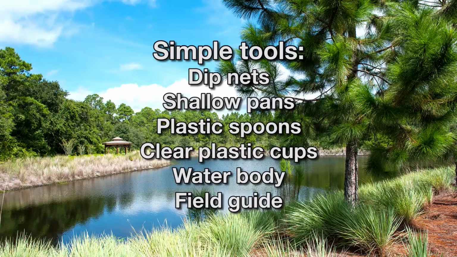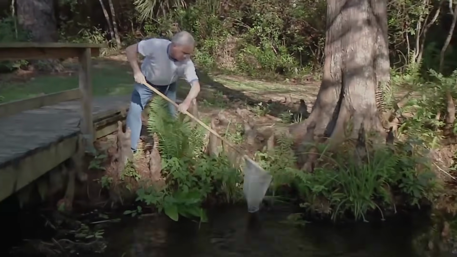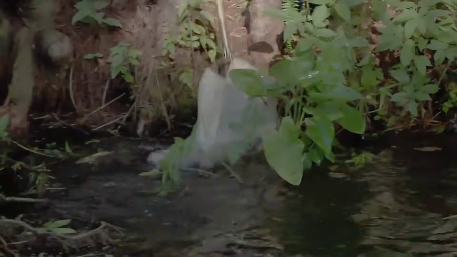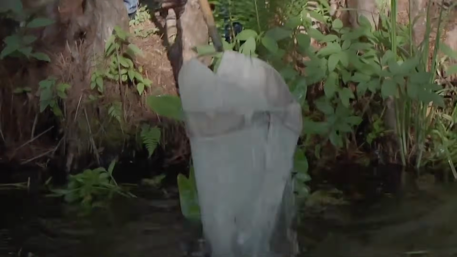So let's get outside. This exercise takes just a few simple tools. Once you have identified the pond or waterway you will study, the first step is to gather samples from the places where macros live, which is near the shoreline and in vegetation.